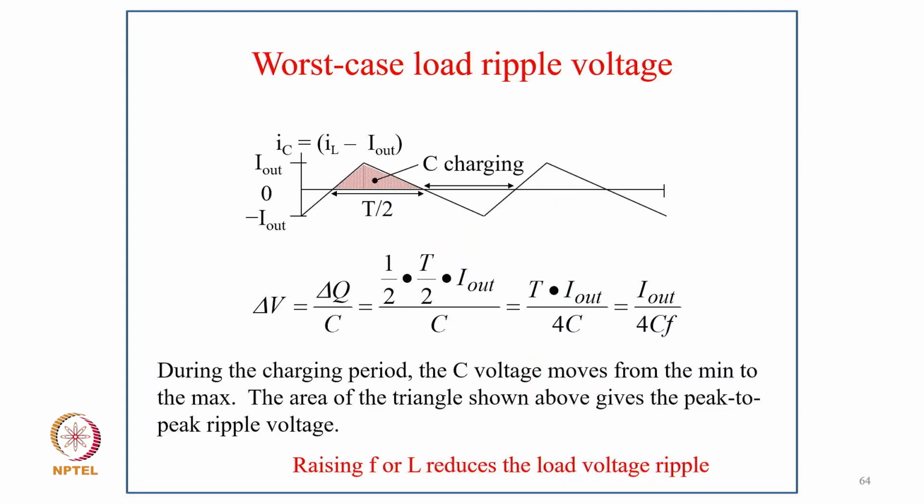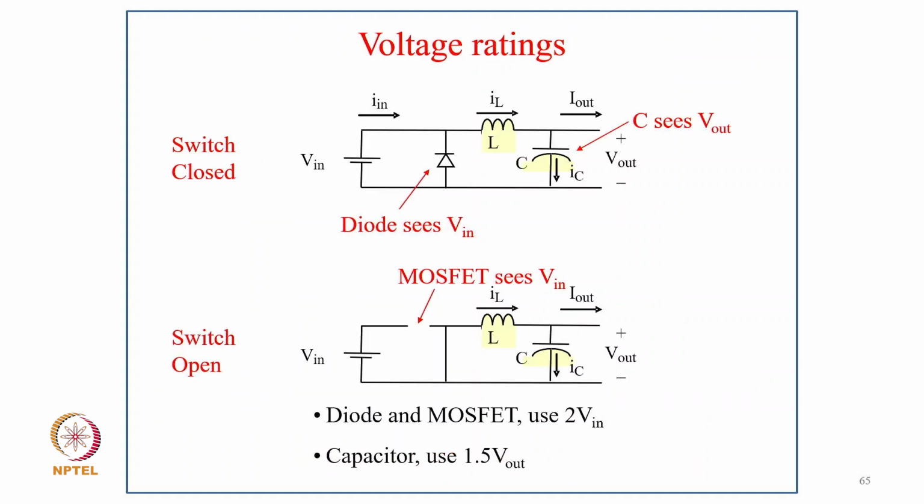For the worst case load ripple voltage, you can see from this ripple current how charge balancing happens across the capacitor. So delta V equals delta Q upon C, or half T by 2 I out by C, or T into I out by 4C, or I out by 4CF. During the charging period the capacitor voltage moves from minimum to maximum. The area of the triangle shown above gives the peak to peak ripple voltage, and raising F or L reduces the load voltage ripple.